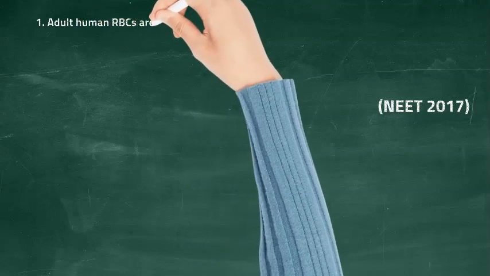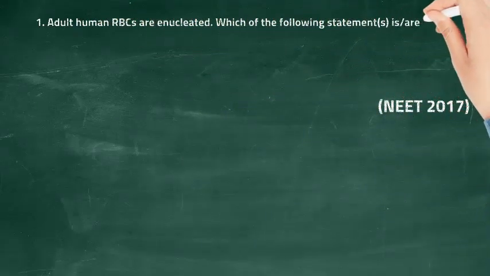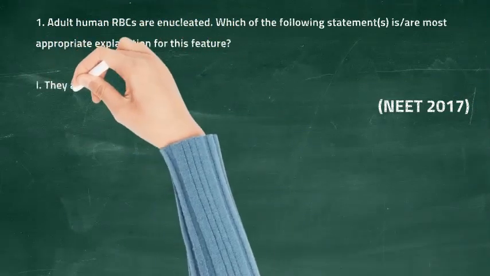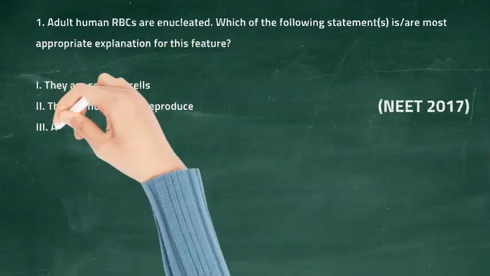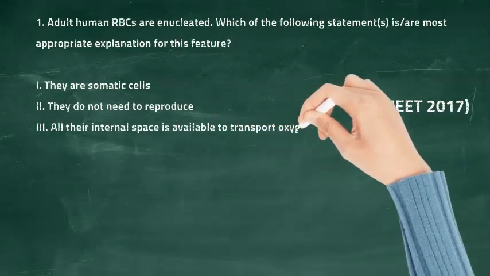Question first. Adult human RBCs are enucleated. Which of the following statements is the most appropriate explanation for this feature? Statement 1: They are somatic cells. 2: They do not need to reproduce. Third: All their internal space is available to transport oxygen. Fourth: They do not metabolize.